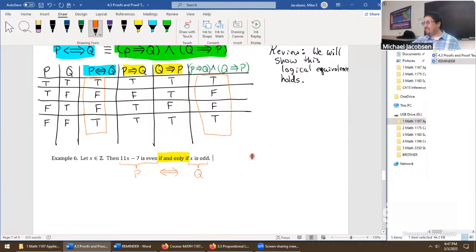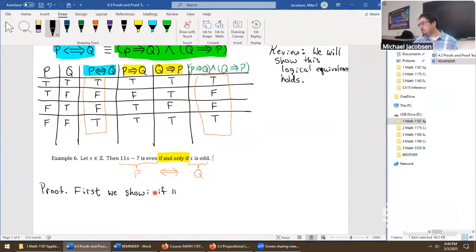One thing that's kind of weird about here is one of these directions is actually harder than the other. That's the forward direction, P implies Q. So let's tackle it head on then. Let's say here for the proof. First, we have a major division in the proof. So I'm alerting in the writing here that this is the big major step. First, we show if 11x minus 7 is even, then x is odd.